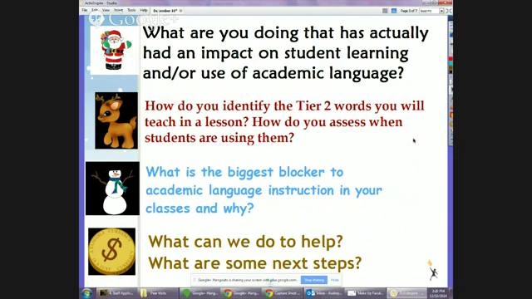And what's the biggest blocker to academic language instruction in your classes and why? What can we, staff development, administration, resource teachers, do to help? What are some next steps? We want to look carefully at this because we want to make sure that our professional development is really guided by your needs.